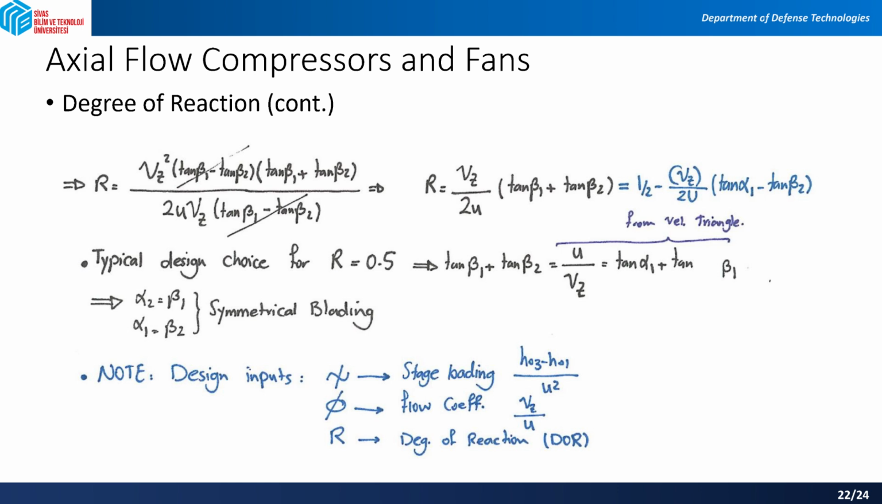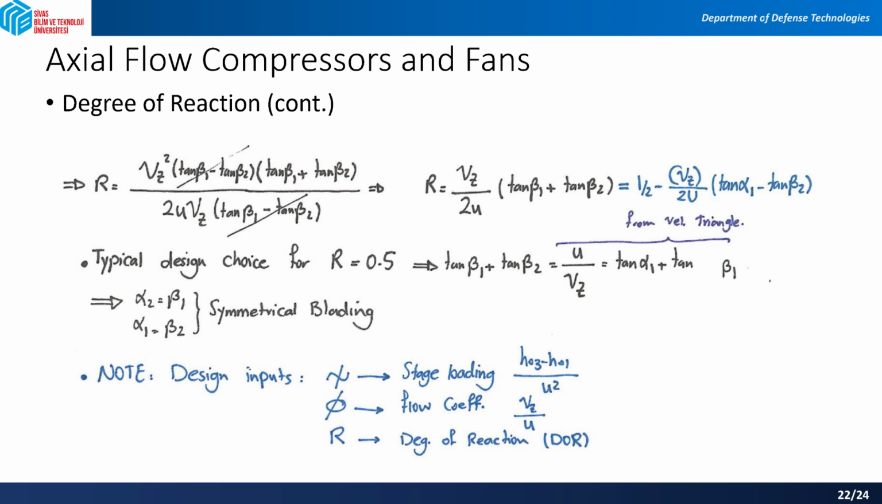When we are designing a turbomachine, a typical value for degree of reaction is 0.5. It means that half of the enthalpy increase is happening inside the rotor and half of it inside the stator. If you put 0.5 in here, this 0.5 cancels this one, and you end up with this one. So your alpha 2 is beta 1 and your alpha 1 is beta 2. This is called symmetrical blading in turbomachines.